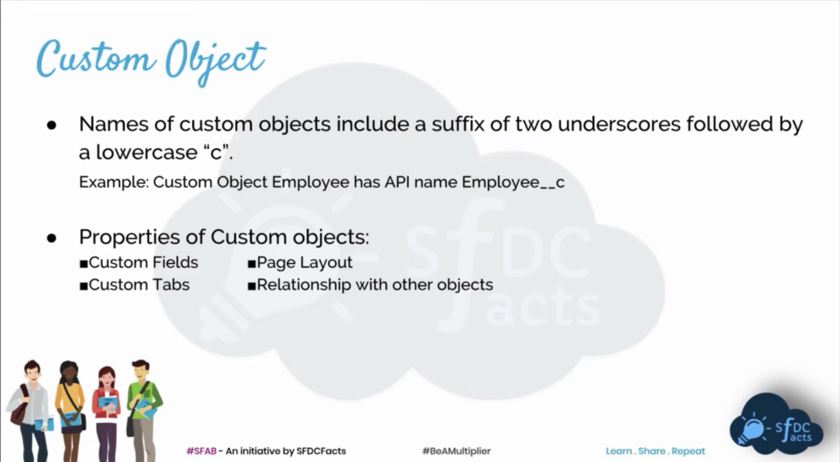Let's discuss some properties of custom objects. You can create custom fields. We already know what fields are in objects. You can create page layouts in custom objects. A page layout is where you add your fields, I mean, what all fields you want to see when you are creating a record for a custom object. Custom tabs, I already told you, is a tab which helps you create a record for that custom object. And also your custom objects can be related to other objects or to other data tables within Salesforce.